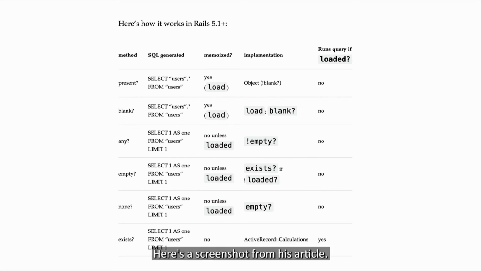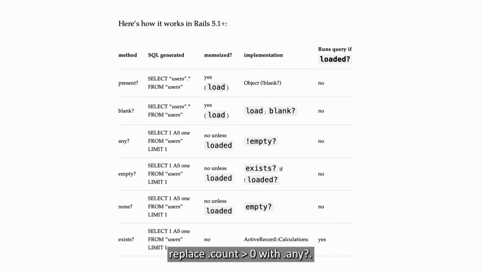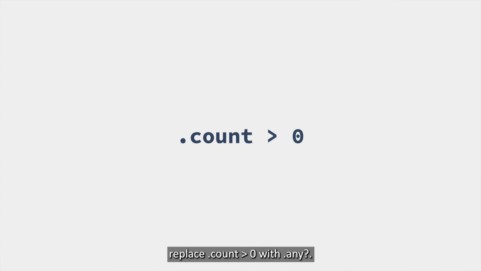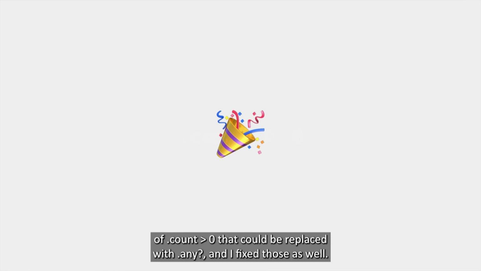Now here's a screenshot from his article. Since we were using Rails 5.2, the best solution was to replace .count > 0 with .any. As soon as this change was deployed, the CPU utilization was reduced by about 5 to 10 times. Ta-da! Once this production issue was resolved, I found other instances of .count > 0 that could be replaced with .any, and I fixed those as well.